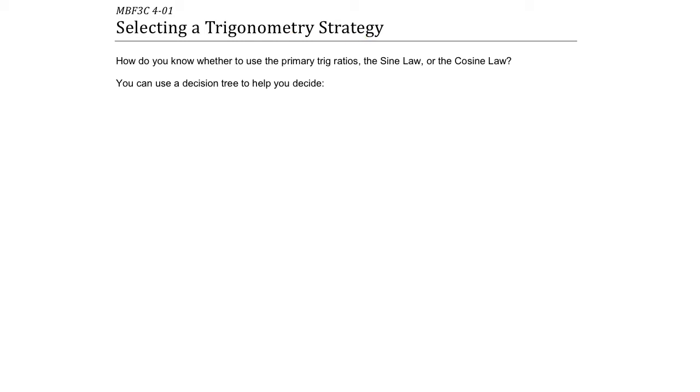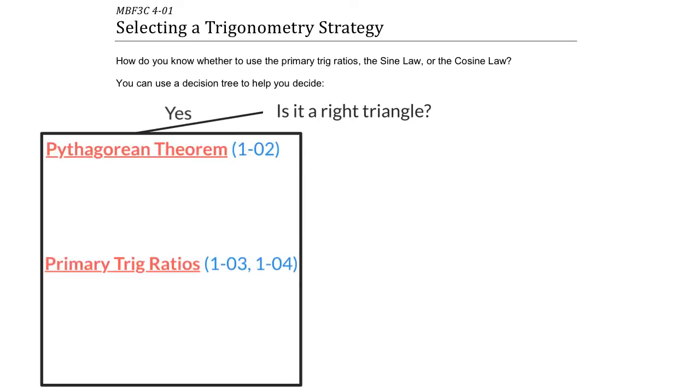So when you're faced with a problem where you can use trigonometry to figure it out, how do you know whether to use the primary trig ratios, sine, cosine, and tangent, or the sine law, or the cosine law? How do you know? Well, you can use a decision tree to help you decide. So when you have a problem that involves a triangle, the first thing you want to ask yourself is, is it a right triangle? If yes, then you know you can use Pythagorean theorem or sine, cosine, tangent.